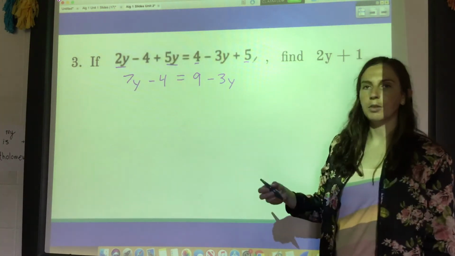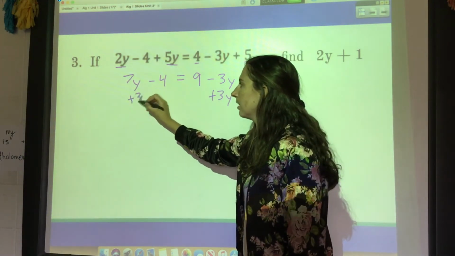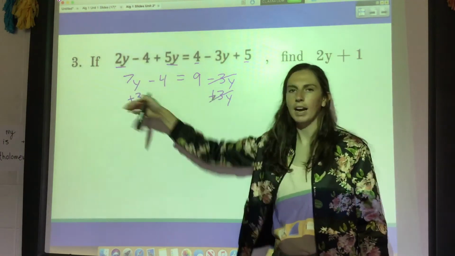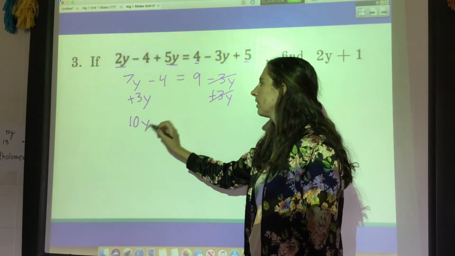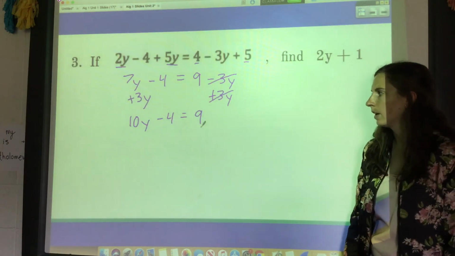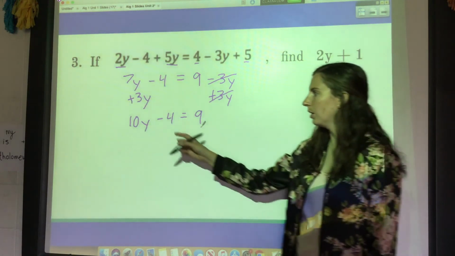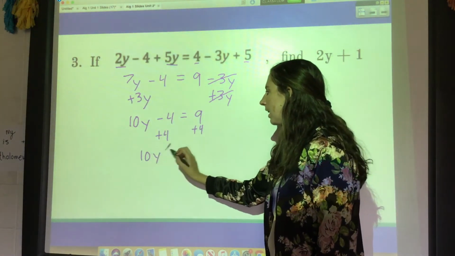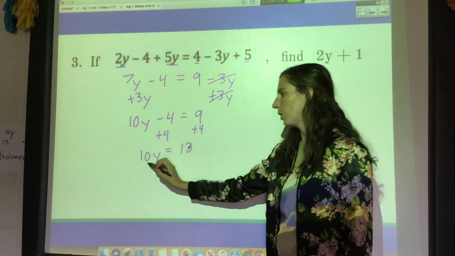So to get rid of minus 3y, we'll add 3y to both sides so that I get rid of that one, and I just have y's over here. 7 plus 3 is 10y. Everything else stays the same. And now it's kind of just a simple equation to solve. I will add 4, so 10y equals 13, and then to get rid of 10 times y, I'll divide by 10.